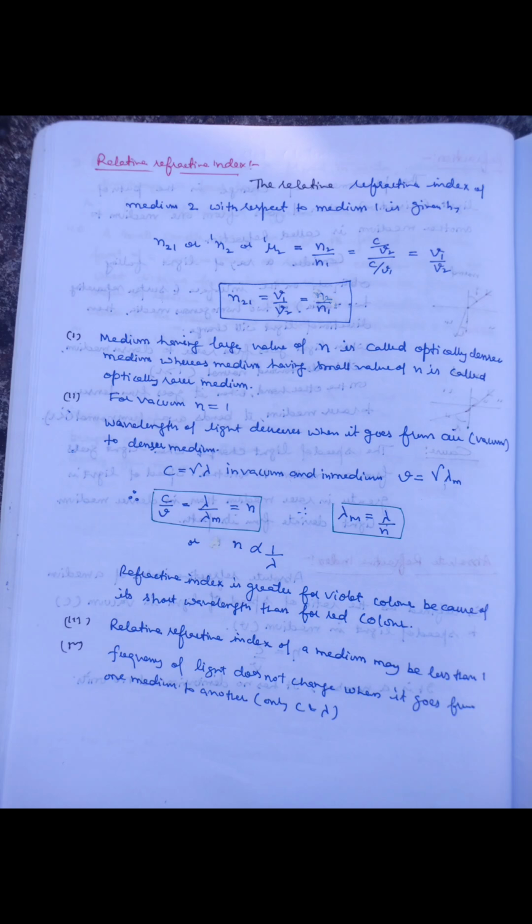It is inversely proportional to wavelength. Therefore, its value is greater for violet color than red color. Refraction occurs due to change in the speed of light when it goes from one medium to another. The frequency of light does not change.